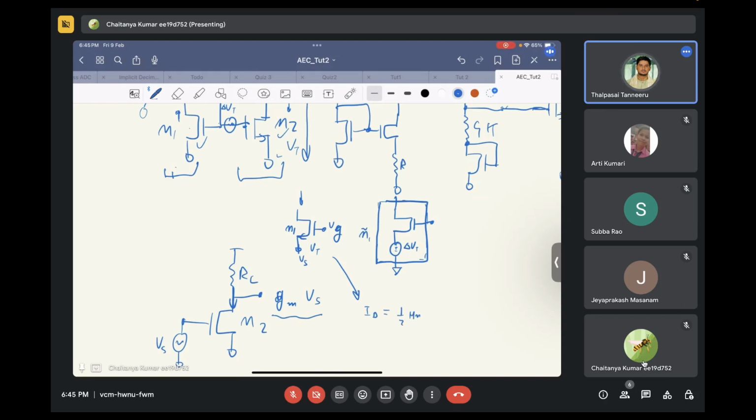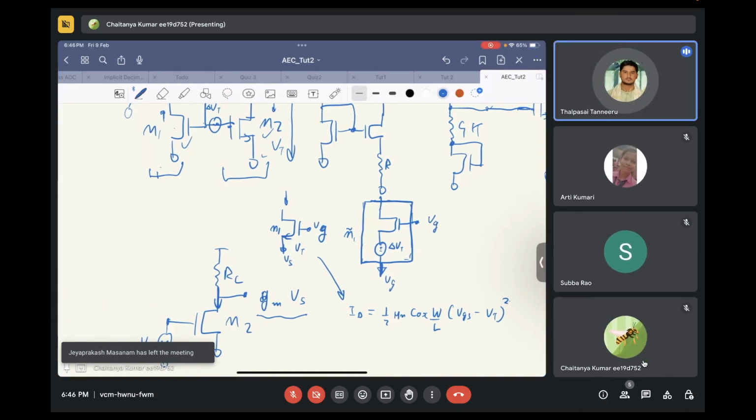Half mu n Cox W by L times (VGS minus VT) whole square, correct? Yes, sir, this is correct. Now let's say the same voltage Vg and Vs I apply to the terminals of this modified transistor.